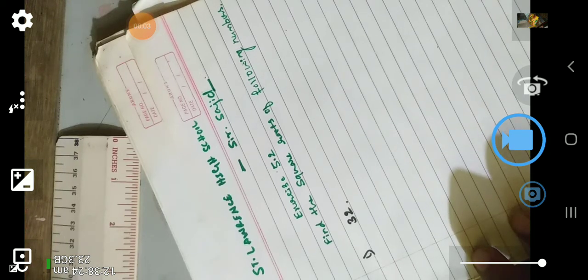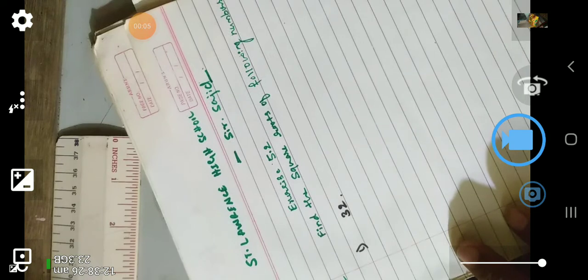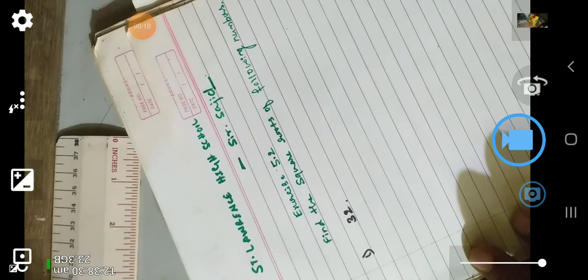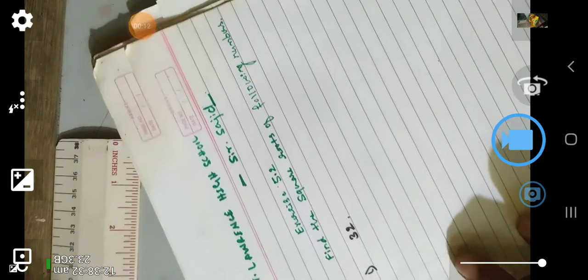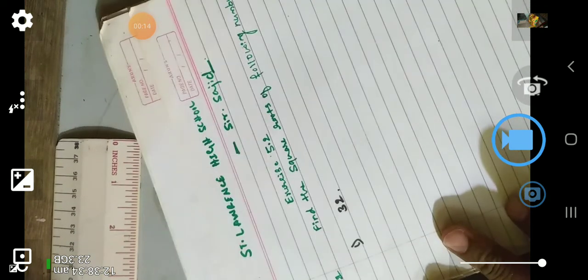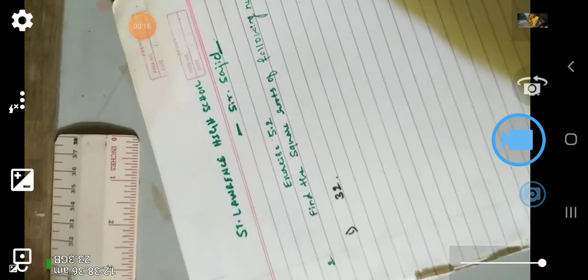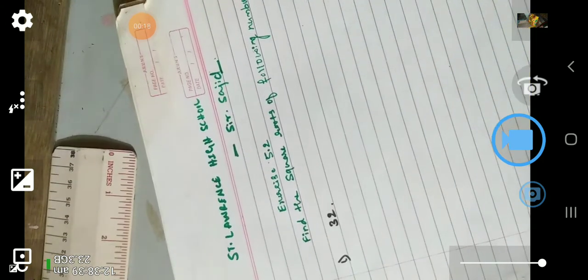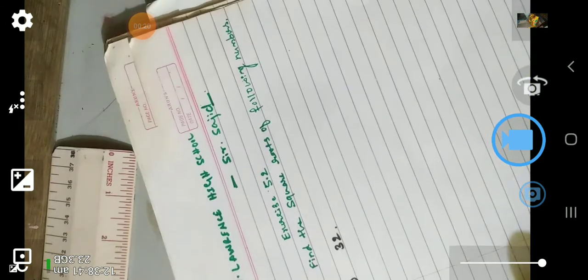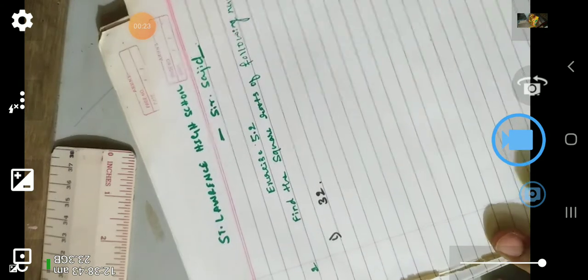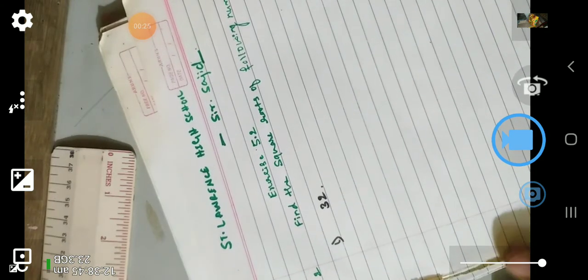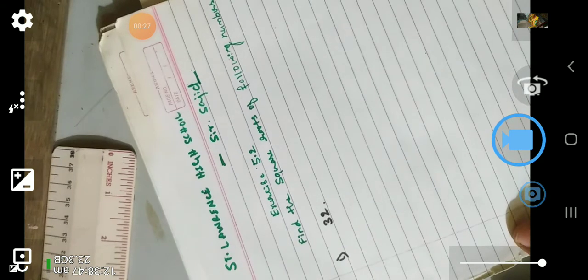Very good morning, everyone. Dear 8th standard students, today we shall start with another exercise, which is exercise 5.2, and the question is: find the square root of the following numbers. So, the first number given is 32. Let's try to solve without further delay.